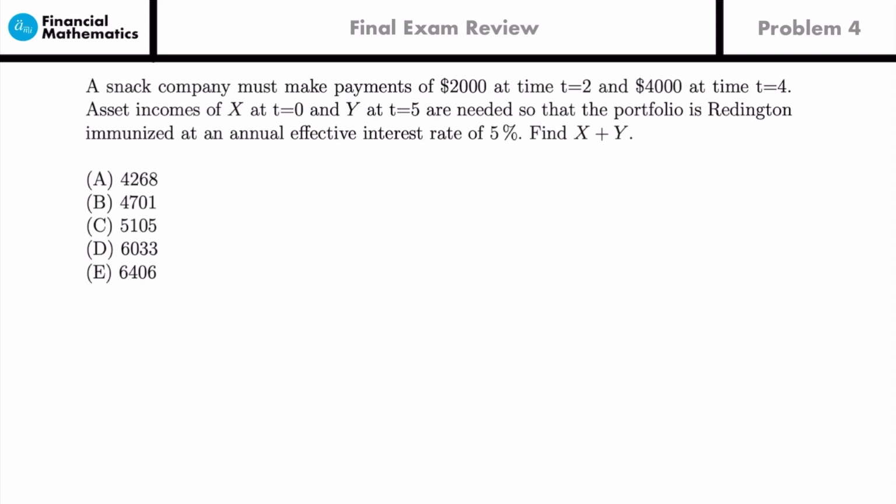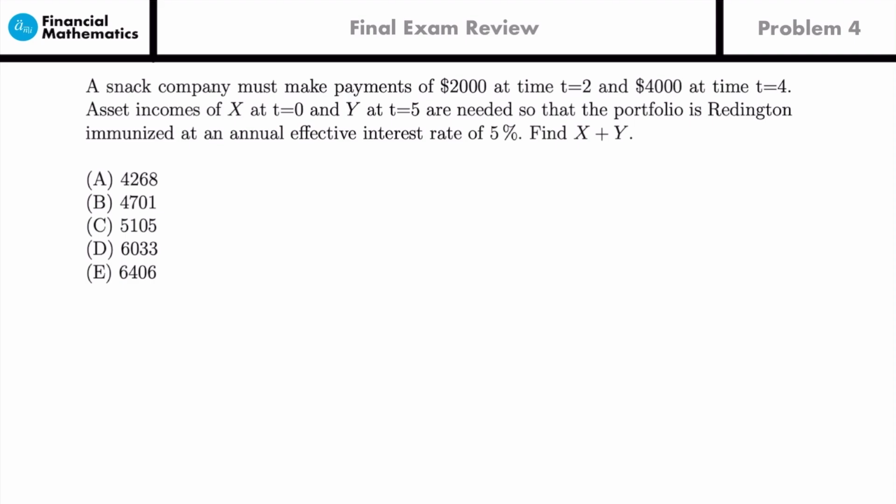So immediately, as soon as you see that, you should be thinking of the conditions of Redington immunization and the types of equations that you can set up because of those conditions. Remember that Redington immunization has 3 conditions. The first one is that the present value of the assets is equal to the present value of the liabilities. The second is that the duration of the assets is equal to the duration of the liabilities, and you can use a Macaulay duration or a modified duration for that.